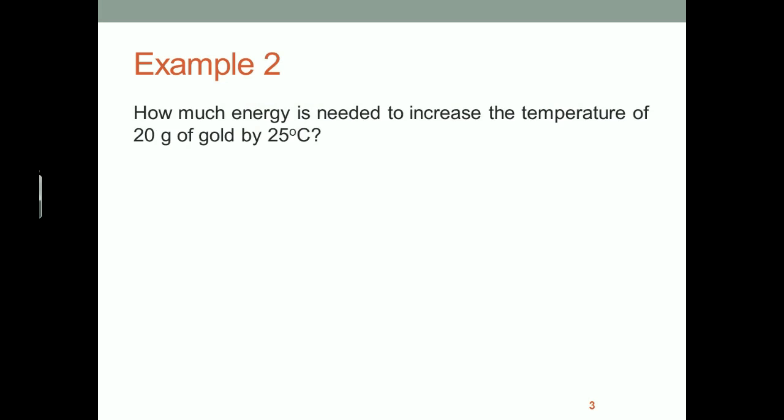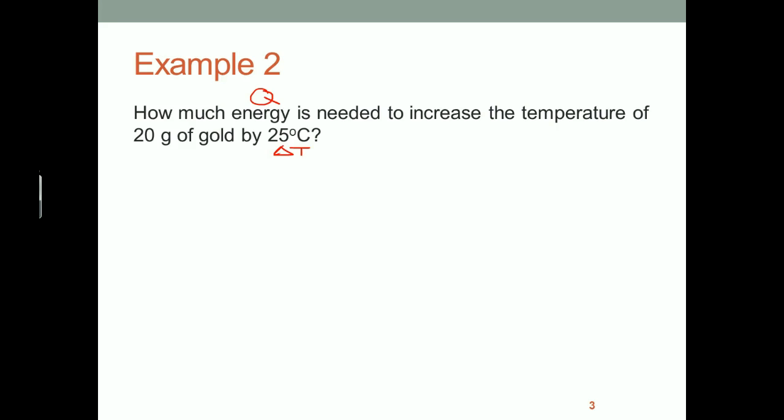In the second example, you want to know how much energy is needed to increase the temperature of 20 grams of gold by 25 degrees Celsius. So how much energy? That's asking for what is Q. You want to increase the temperature by 25 degrees Celsius, so that tells you what your temperature change is. It doesn't matter what the initial and the final is, as long as you know that it's changing by 25.